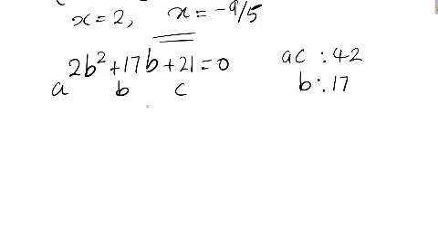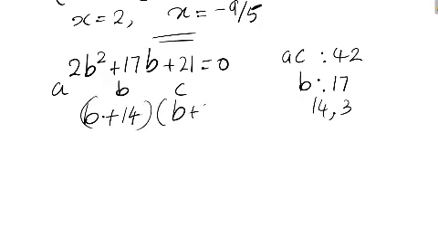So the numbers whose product is 42 and sum is 17. What about 14 and 3? Yeah, 14 into 3 is 42, 14 plus 3 is 17. So if the coefficient of b square was 1, we could write b plus 14 into b plus 3 is equal to 0. So here it is not 1. So just divide these numbers by the coefficient.